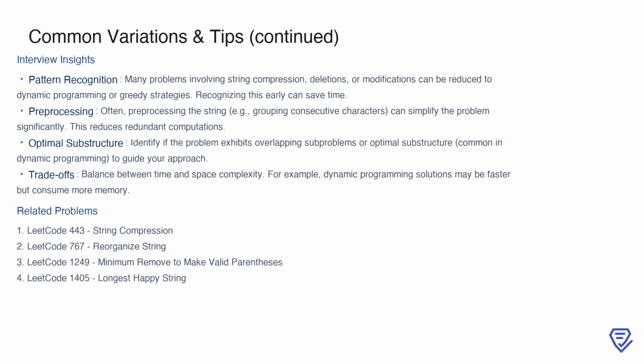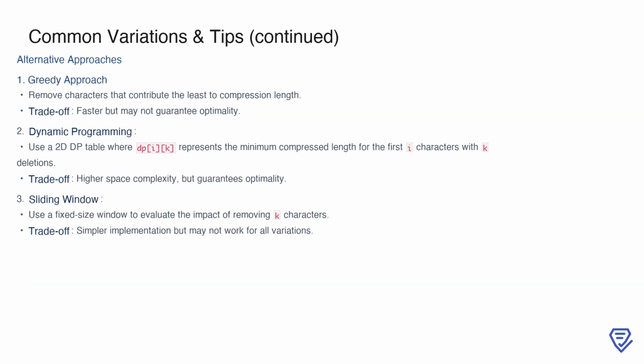Balancing time and space complexity is another important trade-off to consider. For example, while dynamic programming solutions are usually faster, they might consume more memory. Finally, exploring related problems can help you spot similarities and improve your understanding. Examples include LeetCode 443 for basic string compression, LeetCode 767 for reorganizing strings, and LeetCode 1405 for constructing strings under specific constraints. When it comes to alternative approaches, the greedy strategy is often a good starting point.